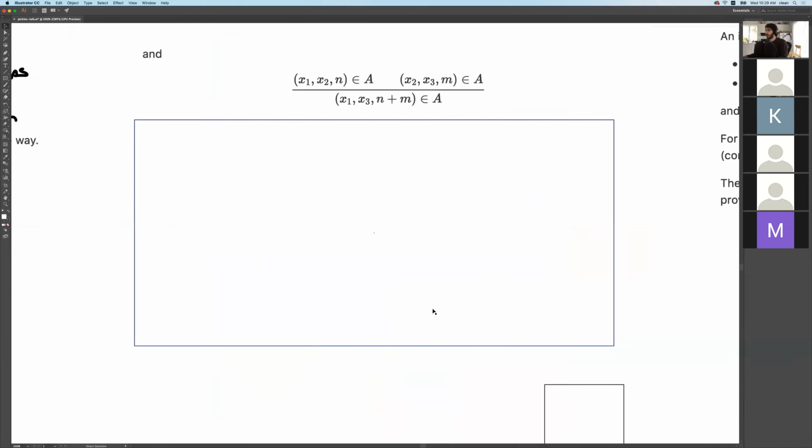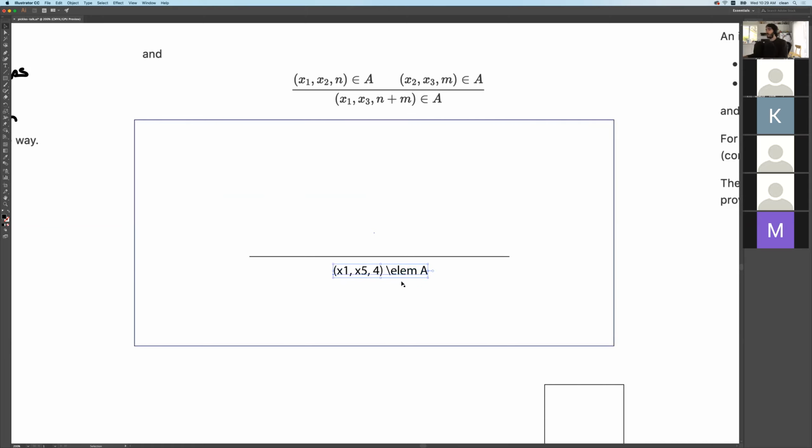I don't know how fast I can draw things. So here's our rule. I probably should have done this ahead of time. Let's say we want to prove, for example, that you can get from x1 to x5 in 4 steps. Let's say you want to prove that this is in A.